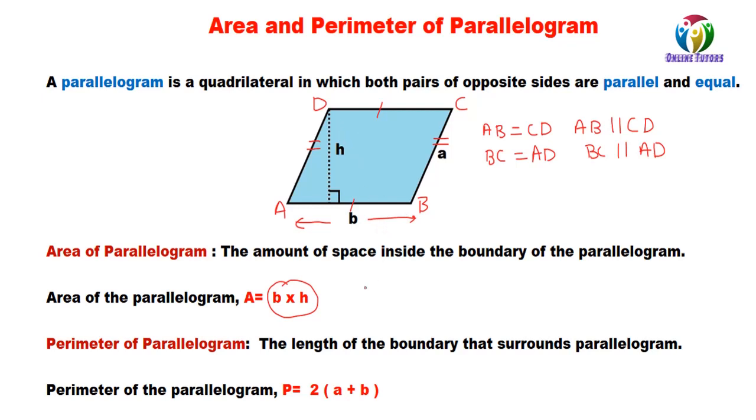Next is the perimeter of a parallelogram. The length of the boundary that surrounds the parallelogram gives the perimeter of the parallelogram. In simple words, it is the total length of all the sides combined. That is, P can be represented by AB plus BC plus CD plus AD. So it is the sum of all the sides.